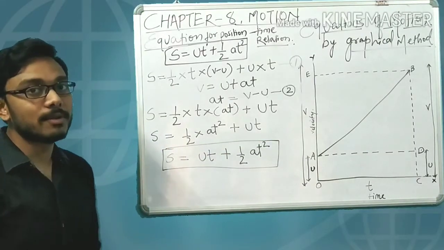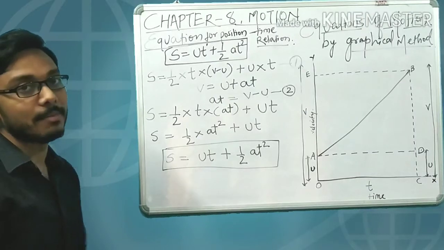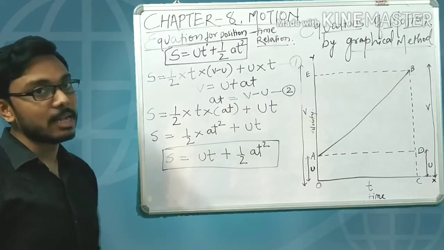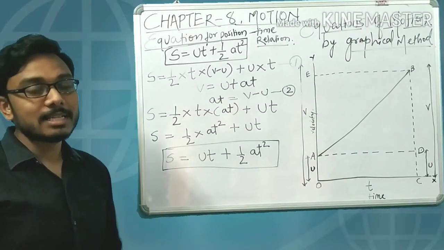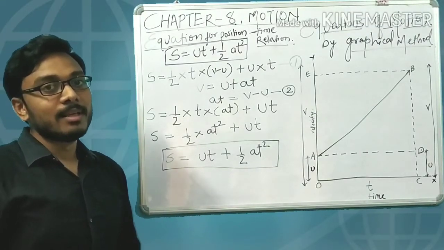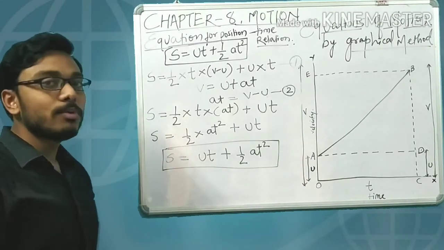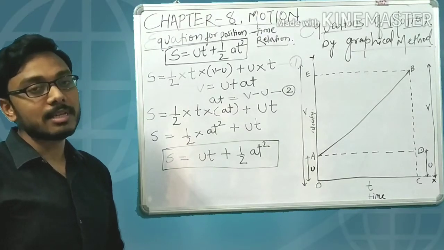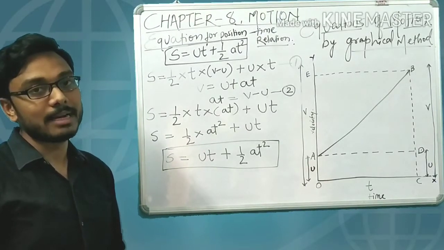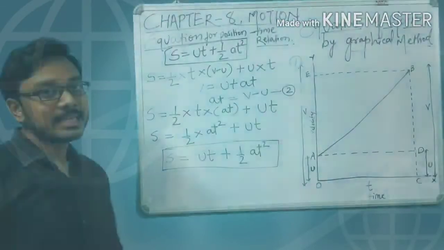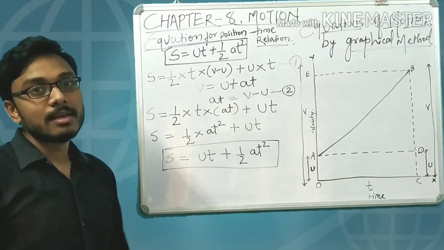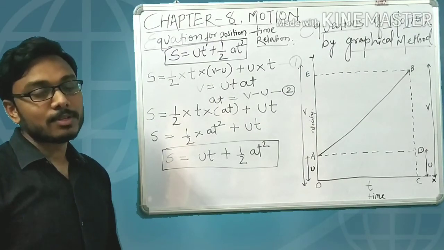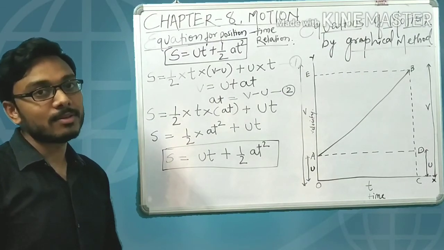So by using the first equation of motion and the graphical method, we have got our second equation of motion also. So this was all about today's class. Hope you have understood it. In the homework, you have to practice both equations, and without seeing, practice them 1, 2, 3 times. In the next video, we will be deriving the third equation of motion along with circular motion also. So this was all about today's video. Thank you.